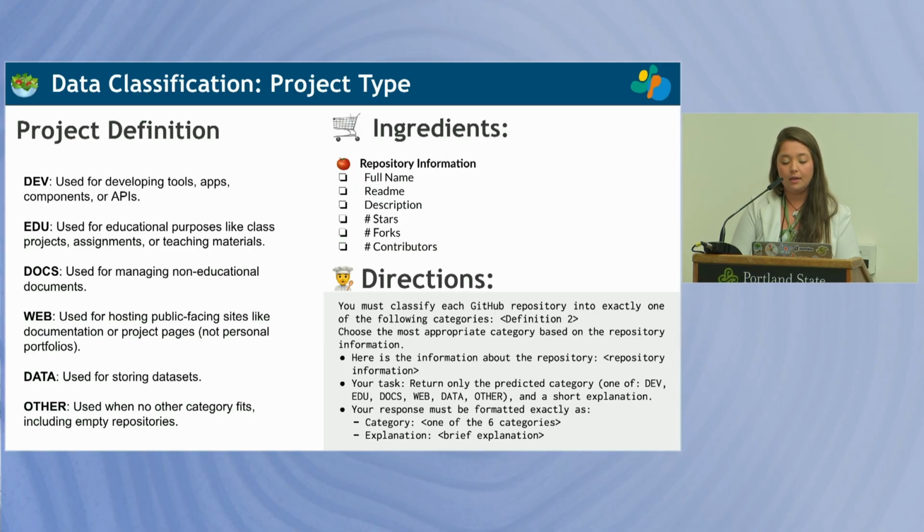And then, again, same way, I used one of the LLMs. I think in this case, I only used the best one that performed for the previous method. And I just asked the LLM to report which of these 6 types the repository would fit into. I gave it the repository information and this definition.